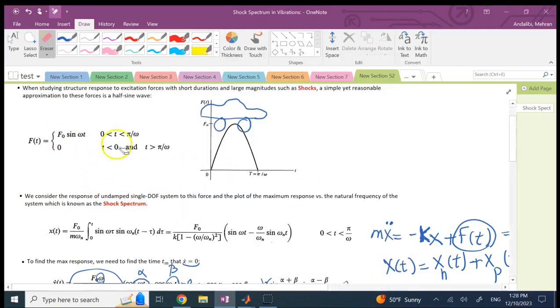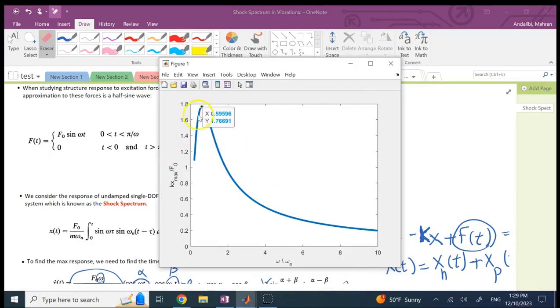Well, because here you only have a sine wave that is half and it does not repeat. Resonance is when this full sine wave keeps repeating itself. Here you only have one shock, and as a result of that one shock, your X maximum does not go to infinity. It is just a limited number, basically 1.8 times F naught over K, and it happens when the ratio is 0.6.